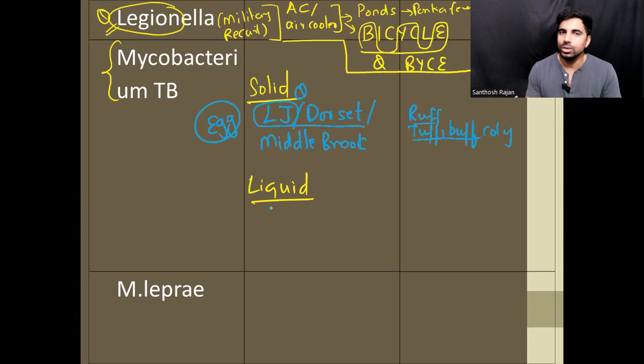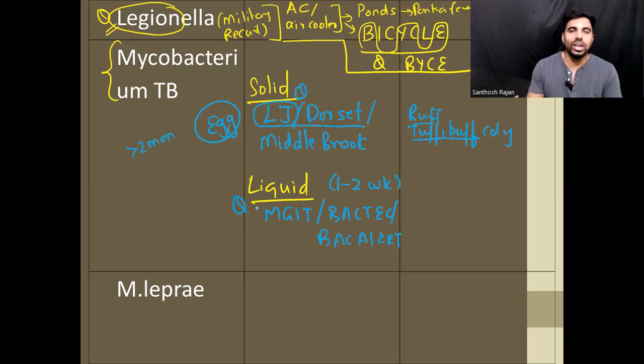Liquid media, it's basically MGIT. It's an automated system. You get a report very easily, because solid culture takes months, more than 2 or 3 months to get the report. But in MGIT, you get it within a week. One to two weeks is enough to get the result. That's what is used nowadays, MGIT or BACTEC, or BacT/Alert. Everything is the same. All these things are liquid media. Okay. LJ media, Middlebrook. Very simple.